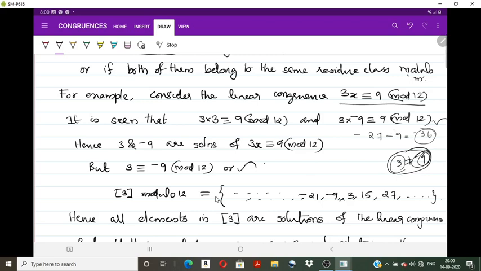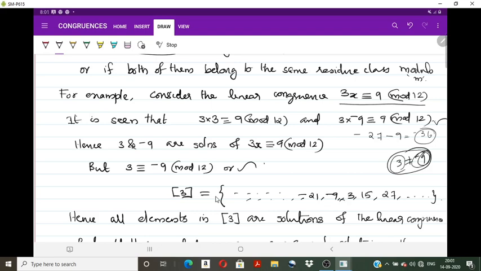So we consider them as congruent solutions, or the same solutions, or equal solutions. This is not only for 3 and minus 9. When we consider the residue class modulo 12 of 3, that is the residue class of 3, it contains 3, 15, 27, minus 9, minus 21, etc.